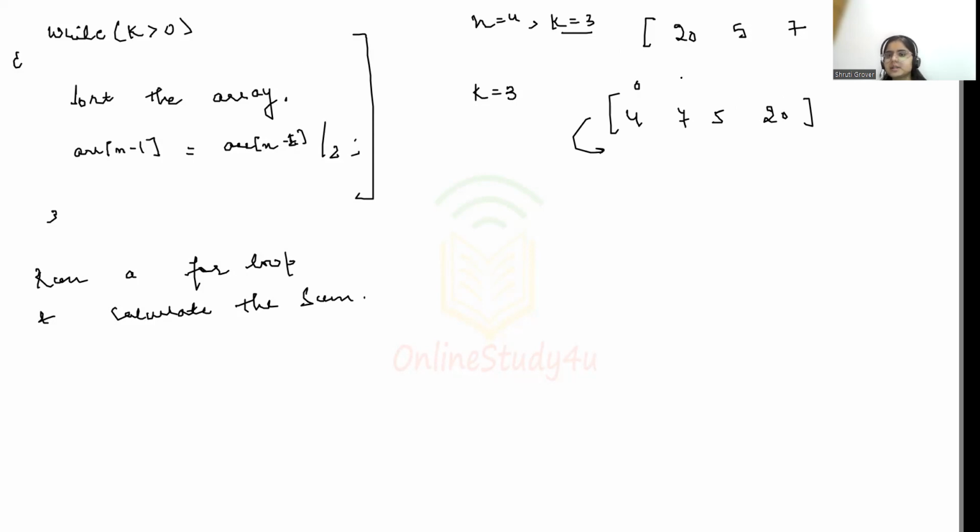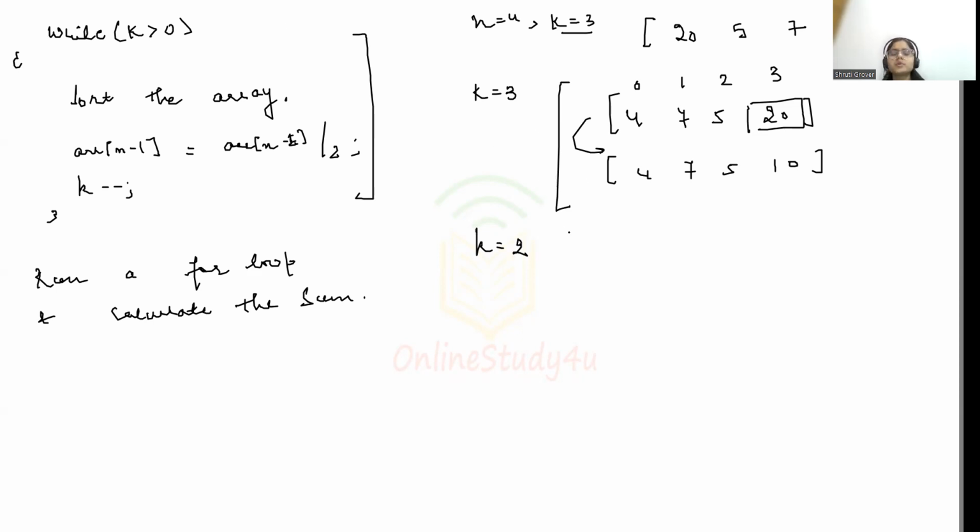And now I'll take out the element which is at last index. This is my 0th index, this is first, this is second, and this is third. So n minus 1 will be 20. I'll replace this element by array of n minus 1 by 2, which will be 4, 7, 5, 10. After doing this, I'll do k minus minus. I have performed the first operation. Now my k will be 2.